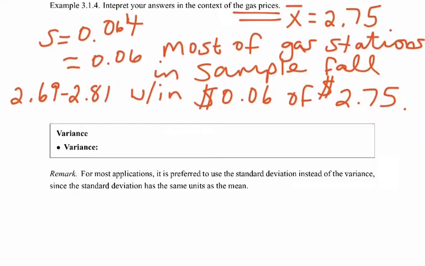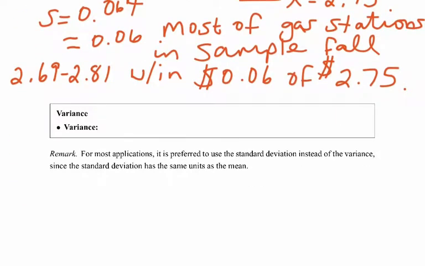The last little section here, the variance, and all you need to know right now is that the variance is the square of the standard deviation. We're not going to do a whole lot with variance in this course, but I just want you to have that formula somewhere in your notes.